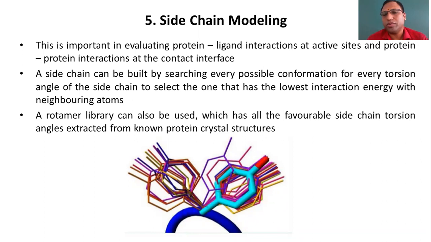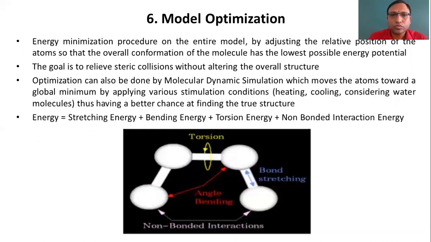A rotamer library can also be used, which has all the favorable side chain torsion angles extracted from known protein crystal structures. From X-ray crystallographic studies we can know which is the correct angle to take, or which particular amino acids will be suitable for the side chains, and based on that we can choose.